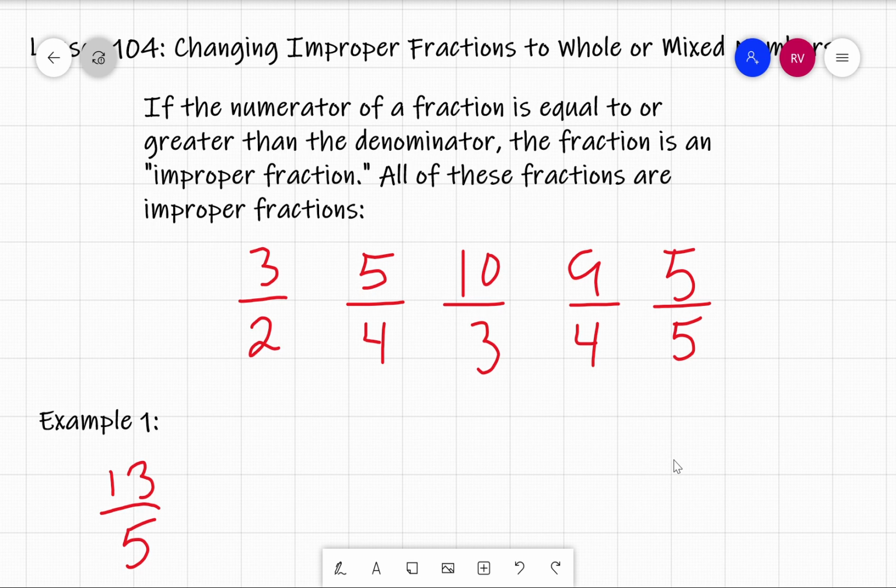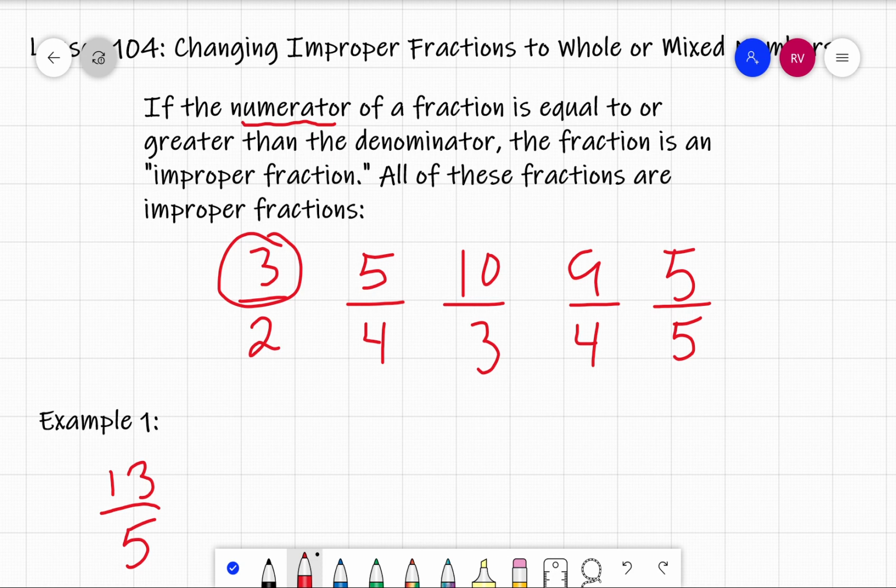So a quick review on improper fractions. If the numerator of a fraction is equal to or greater than the denominator, the fraction is called an improper fraction. And all of these I've drawn here below are examples of them. So see how the numerators, which are the top numbers of the fraction, they're all equal to or greater than the denominator, which is the bottom part of the fraction.